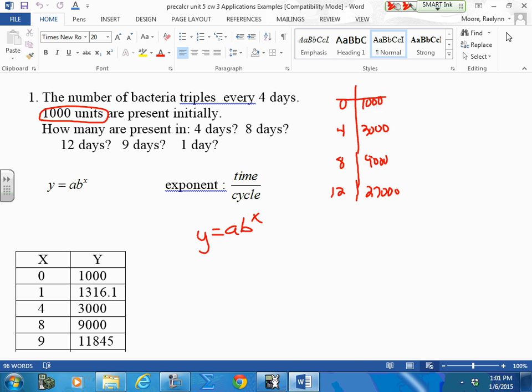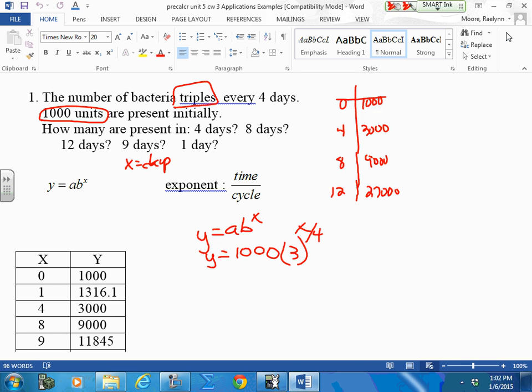How many units of bacteria do you start with? 1,000. What's my rate that it's changing? Tripling, 3, every 4 days. So X represents days, but it's X over 4. Every 4th day, I want to do that formula. So that's X over 4. Now, we're going to put this in your calculator.